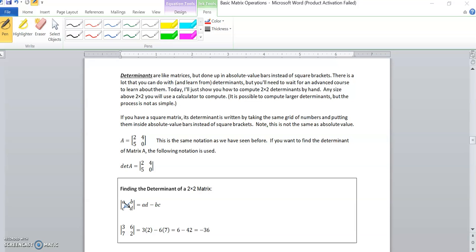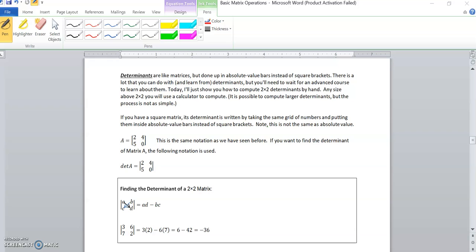Third video within our basic matrix operations is our determinants. You've probably never heard of the term before, but a determinant is actually very powerful and is used a lot in matrix algebra, especially in later courses or in real world applications. But today we're just going to introduce you to the concept of a determinant.